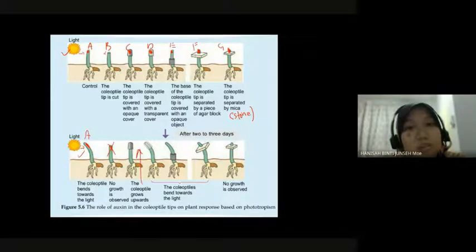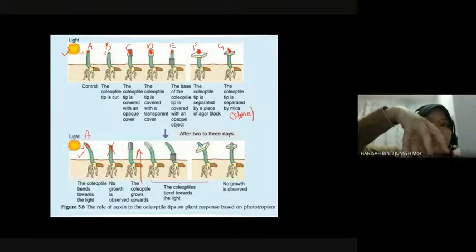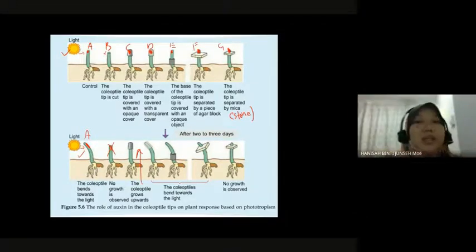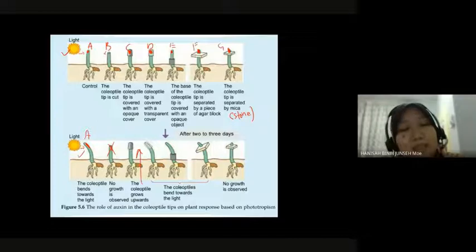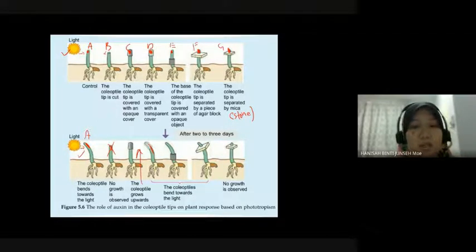Okay, D. So, for D, walaupun tutup, it doesn't create a shady area for the whole calyptyl. So, shady area dia sama macam yang the first one, dia berada di sini. So, that is why this calyptyl bend towards the light. Okay, it grows towards the light, bending.